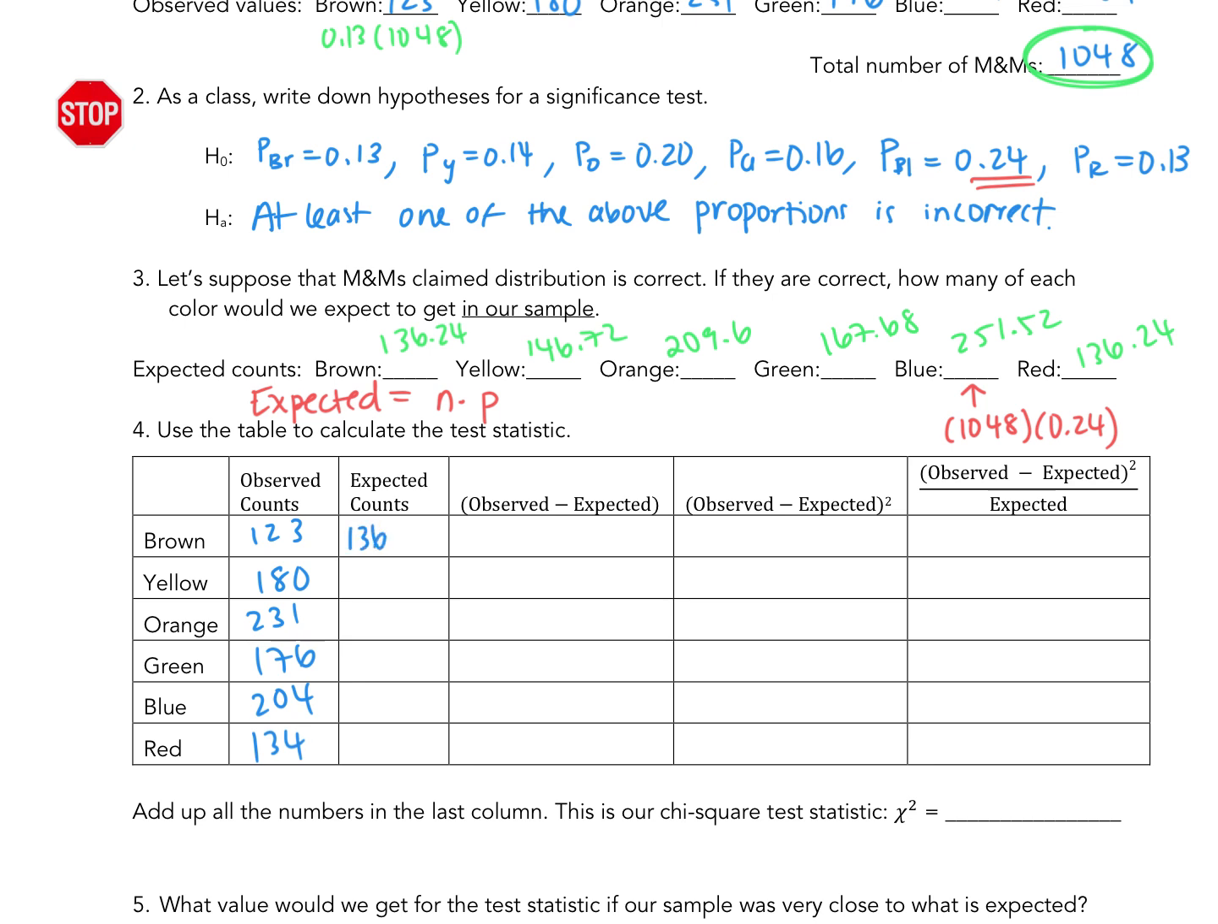So the 136.24, 146.72, 209.6, 167.68, 251.52, and 136.24.